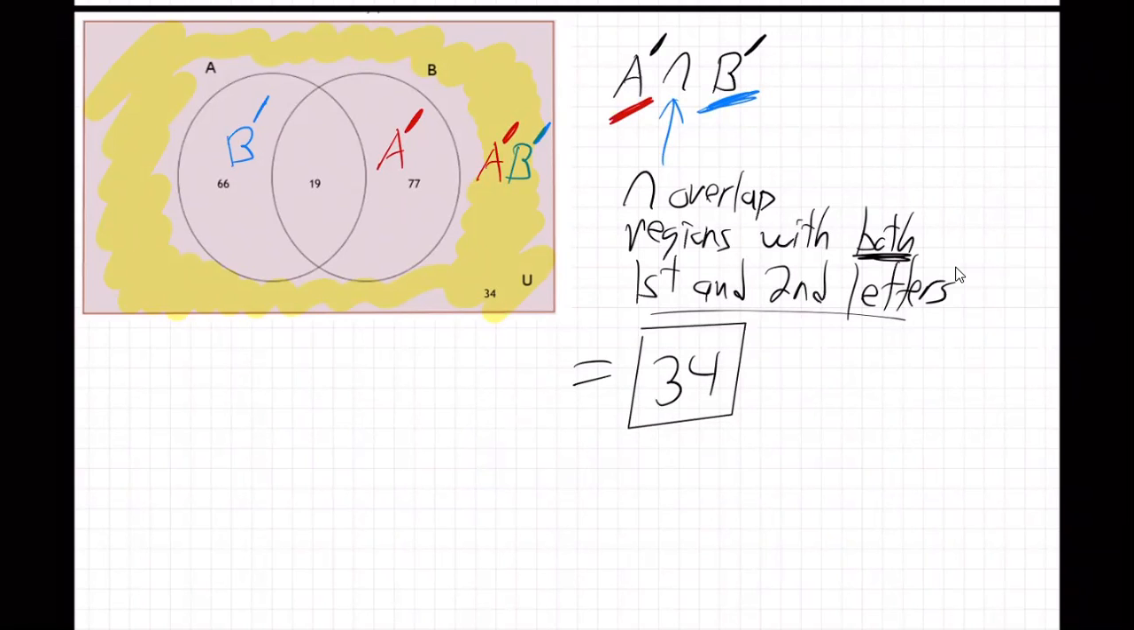Now, what if they had said, I'm always wanting to show you the other option. What if they had said A not, united with B not? Well, that would be unite. I would have also, in that case, included this region and that region as well, because that would be uniting together any place that has either letter, right? So I would have added the 66 and the 77 if they had said unite, but they didn't. They said overlap. We good there? So there is the end of number 3.